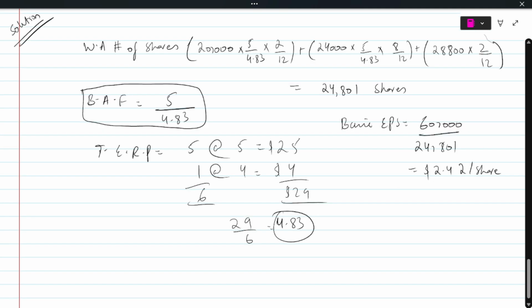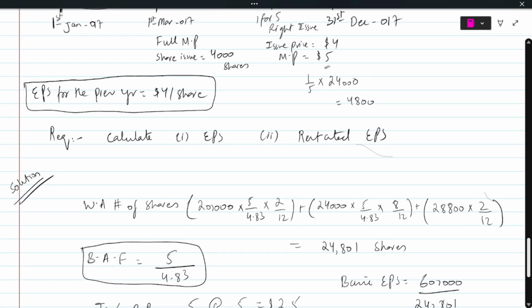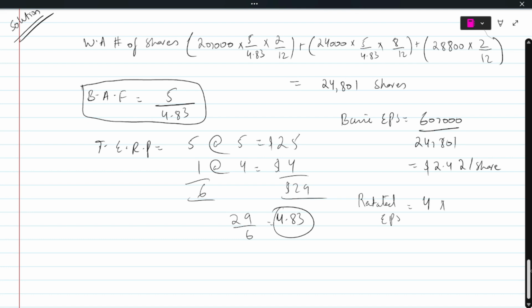Clear? Now, in order to calculate our restated EPS, you guys know the formula, right? Which is that you take the last year EPS, which is $4 in the question, right? And you times it by 1 over the bonus adjustment factor, which was in this case 5 over 4.83. So 4 into 1 over 5 over 4.83. Let me just do it right over here. That is 3.8. Okay. So $3.8 is my restated EPS.